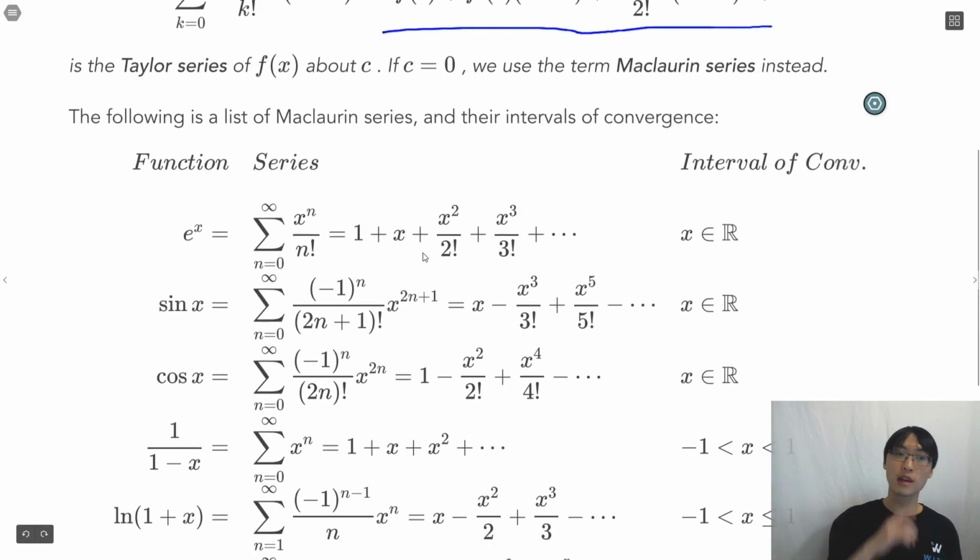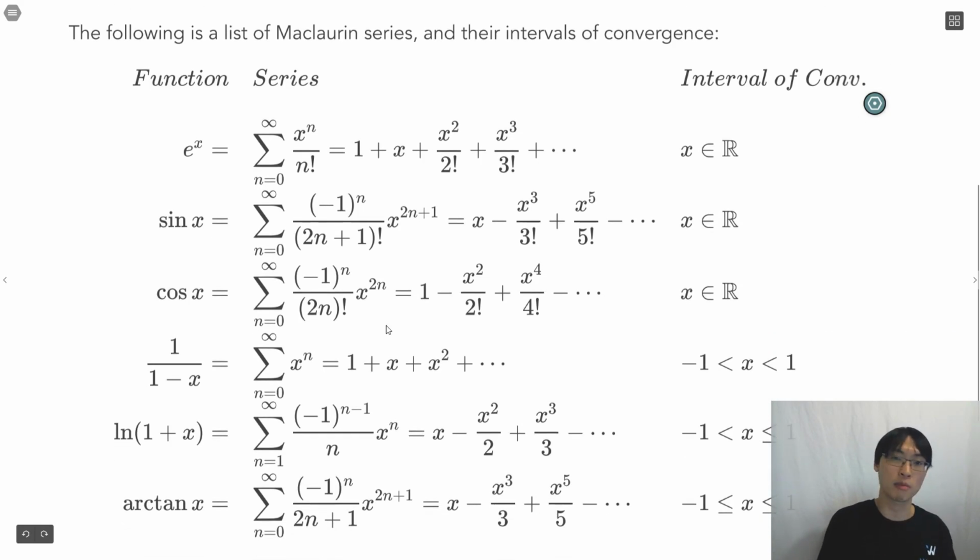So the following is a list of Maclaurin series and their intervals of convergence. Now, this interval of convergence is really important, just the same as with the Maclaurin polynomials that we used before. You are expected to memorize and know each of these Maclaurin series. They're no different from the polynomials. The only thing you need to remember is that it's the sum of all infinitely many terms together. So that's really the only difference.